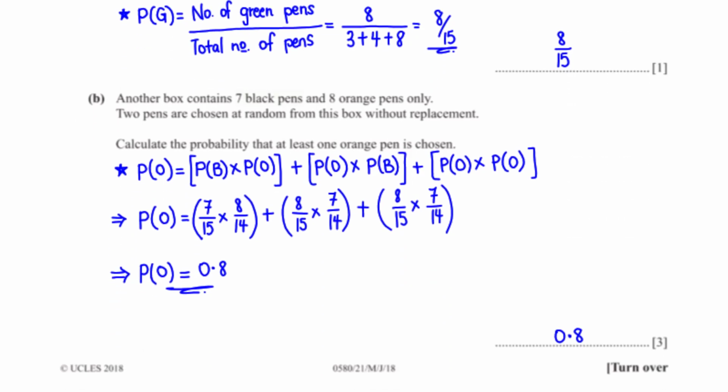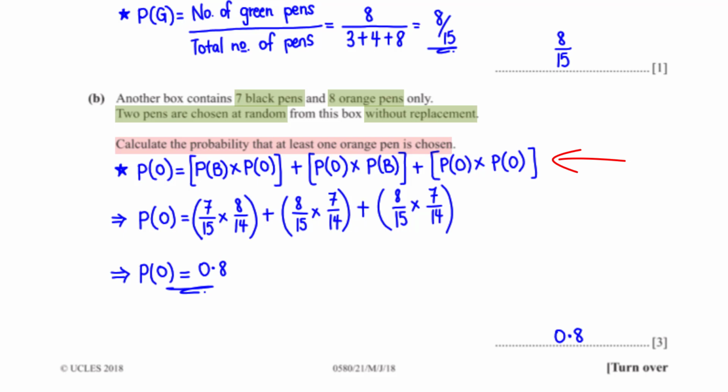Another box contains 7 black pens and 8 orange pens only. 2 pens are chosen at random from this box without replacement. Calculate the probability that at least 1 orange pen is chosen. So there are 3 possibilities in this case. The first possibility is that we choose a black pen first and an orange pen second. The second possibility is that we choose an orange pen first and a black pen second. The third possibility is that we choose an orange pen first and an orange pen second.